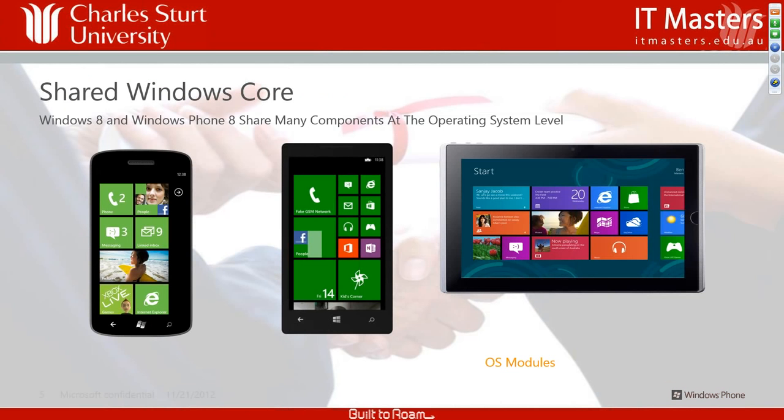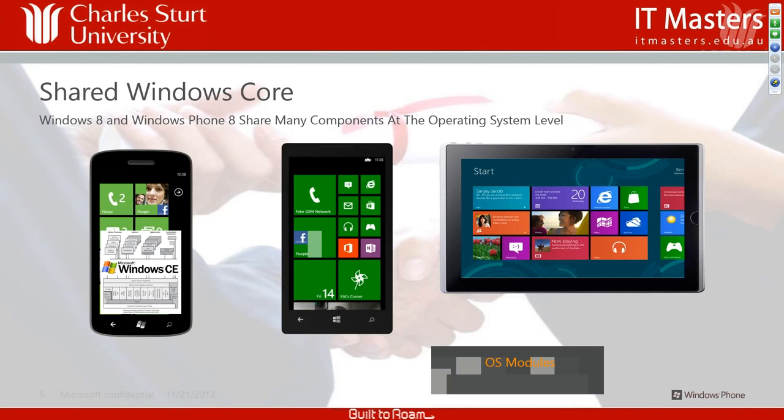As you're probably aware, the shift from Windows Phone 7 to Windows Phone 8 is a very big change from the ground up. We've moved away from the original kernel across onto a shared core with Windows 8. So what used to be Windows CE has now been replaced by a common Windows core that is split across both Windows 8 and Windows Phone 8.